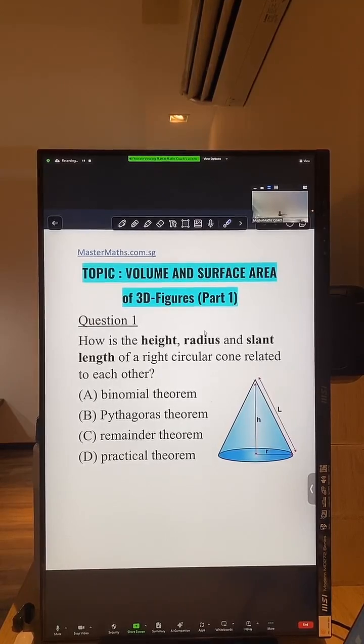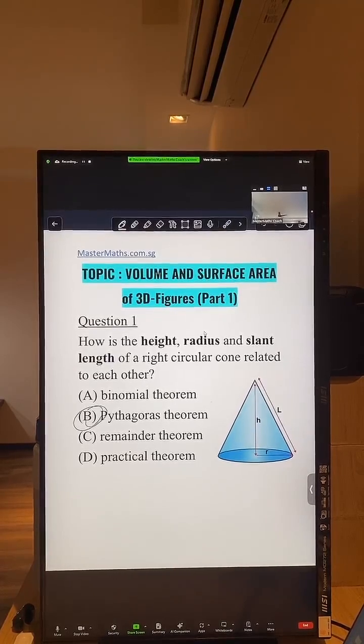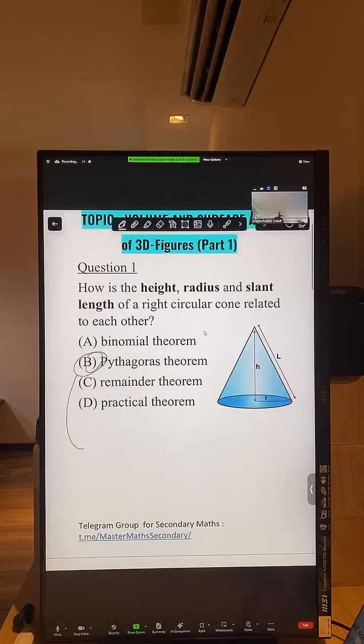Okay, so the answer is B lah. B, Pythagoras theorem. So to recap, what is Pythagoras theorem? Pythagoras theorem is that thing that you use for right angle triangles, applied to questions involving right angled triangles.